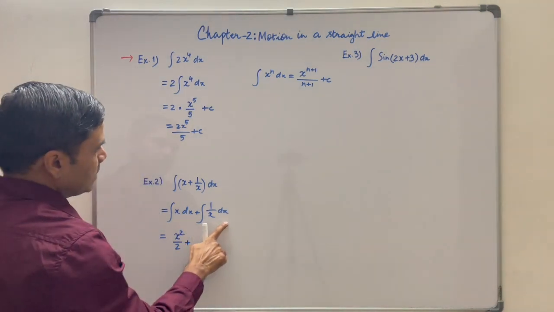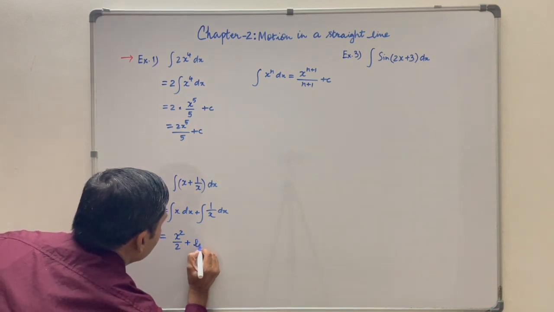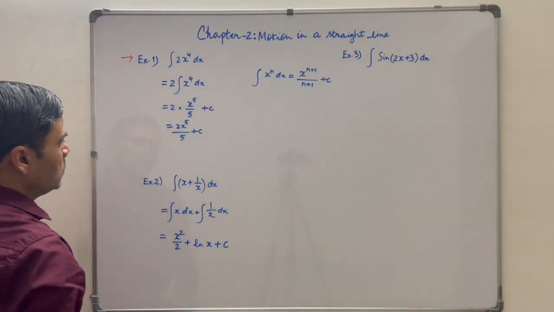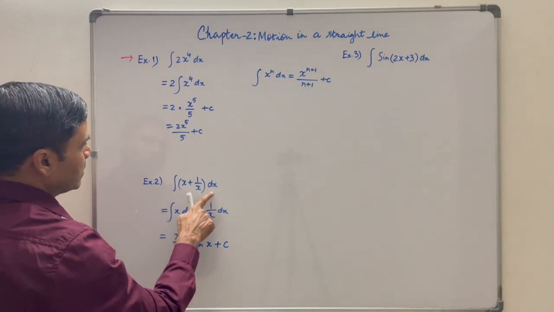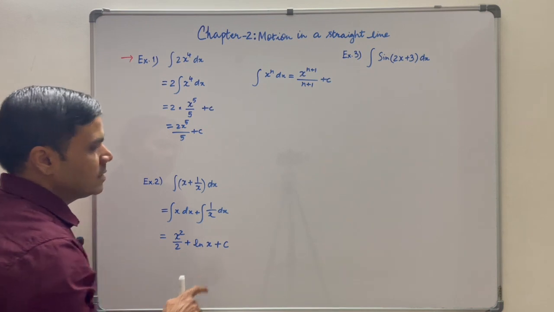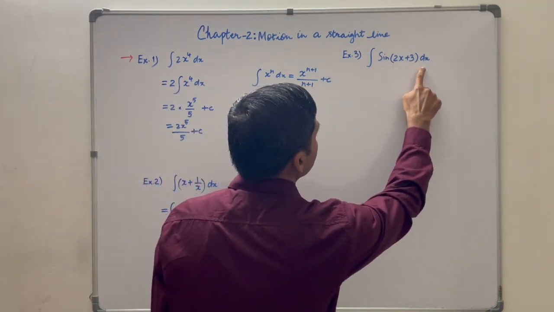Integration of 1 by x dx is equal to ln x plus constant of integration. So integration of x plus 1 by x dx is equal to x square by 2 plus ln x plus c. Third question, integration of sine 2x plus 3 dx.